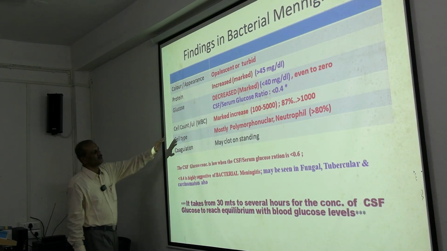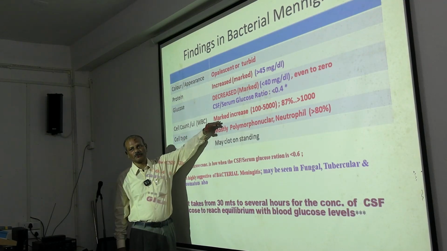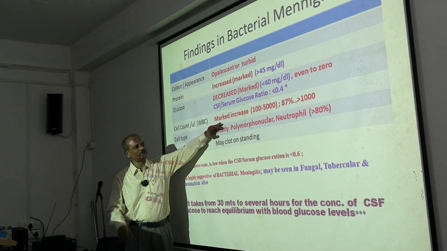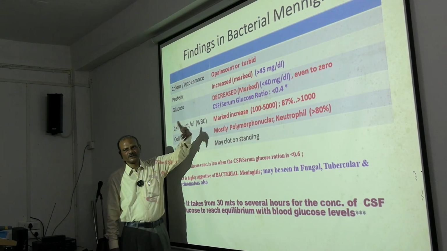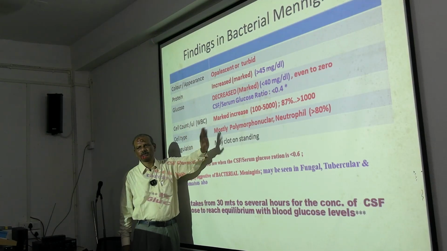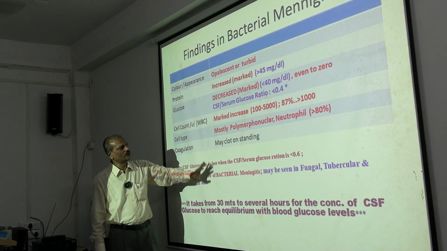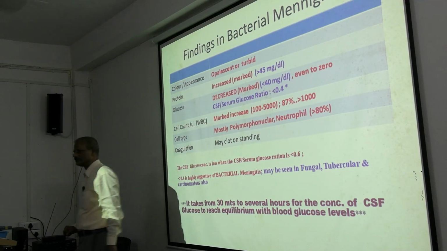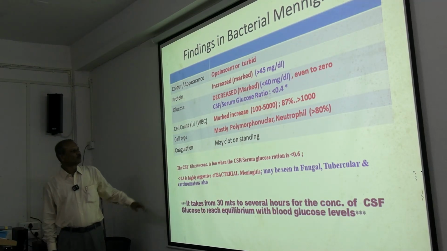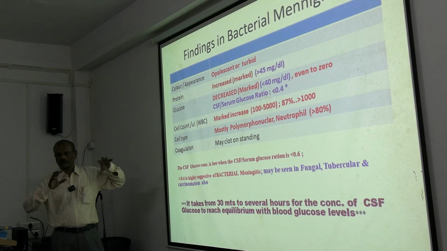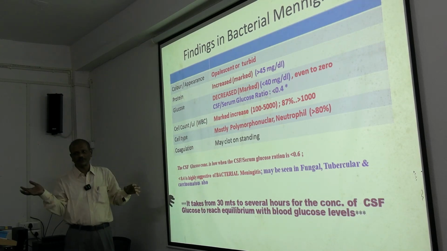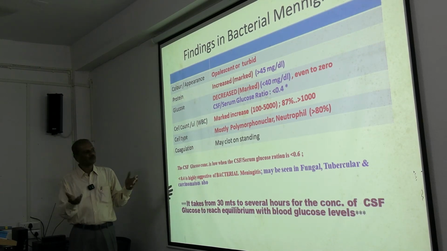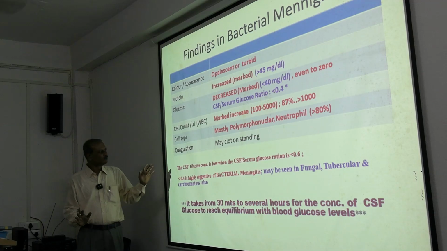The cell count will again be markedly high because it is basically pus. It will be 5,000, 6,000, 10,000, 15,000, or whatever, we don't know. It will be mostly polymorphonuclear leukocytes in an attempt to control the infection. And then coagulation may occur, because if the damage is too much, fibrinogen can also come into play, and it can form a clot.